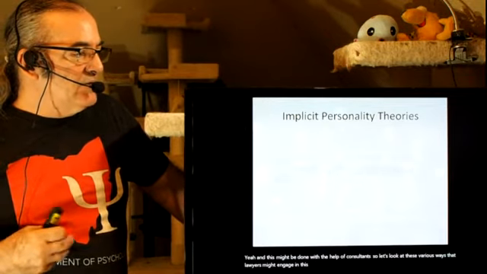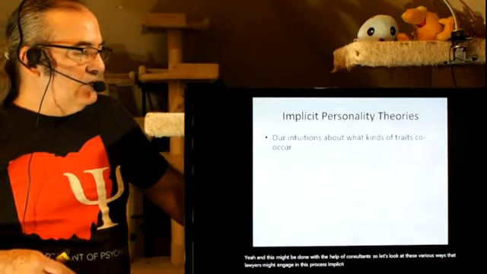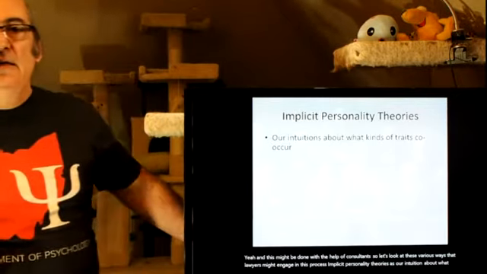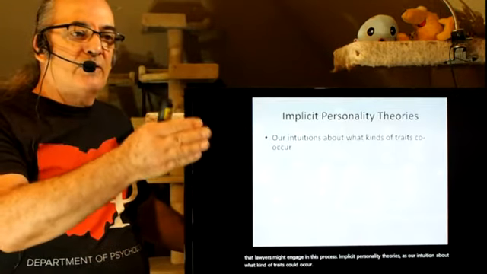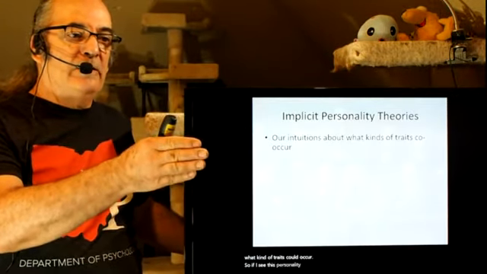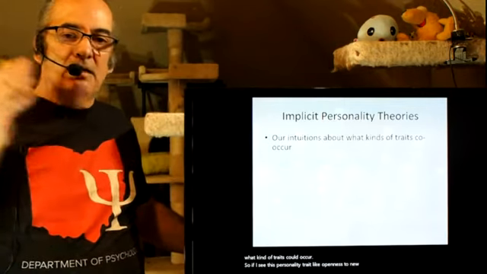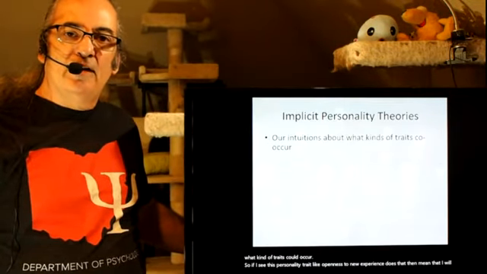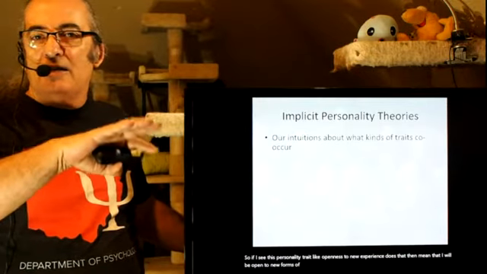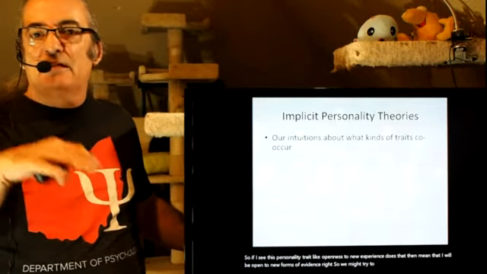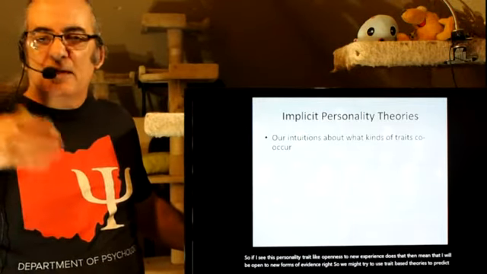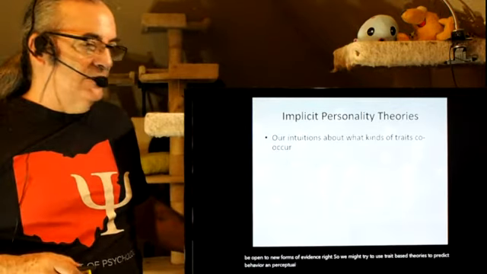Okay. Implicit personality theories are our intuitions about what kinds of traits co-occur. So if I see a personality trait like openness to new experience, does that then mean that I will be open to new forms of evidence? Right? So we might try to use trait-based theories to predict behavior and perceptual style on the basis of those traits.